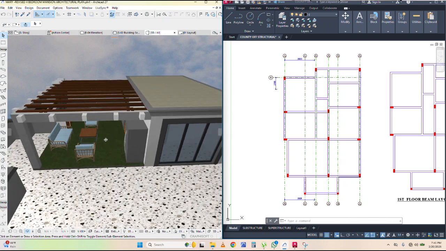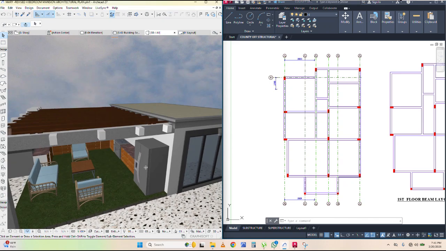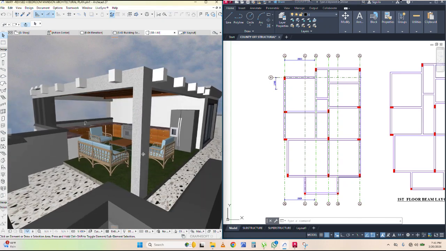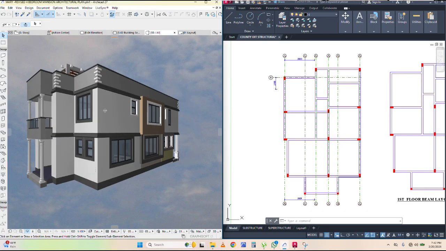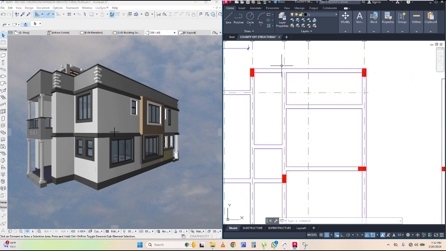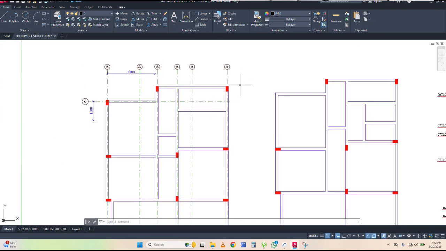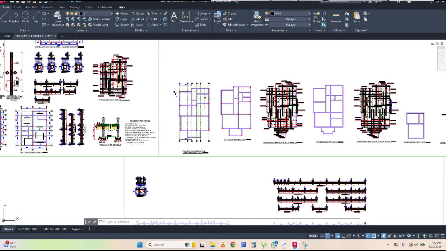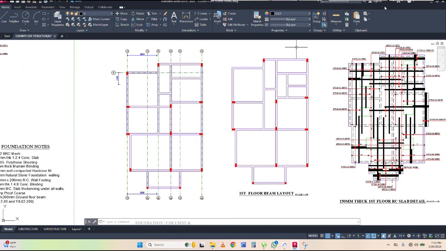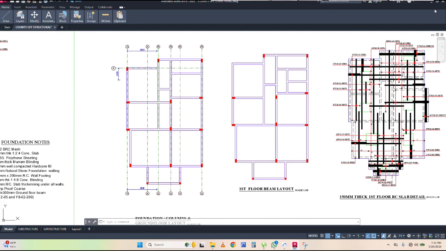So for this architectural drawing to be solid on ground, we need what we call a structural drawing. So far, I've done the placement of the columns. These red things you see here are what we call the columns. Okay, so these red dots are 400 by 200 columns.